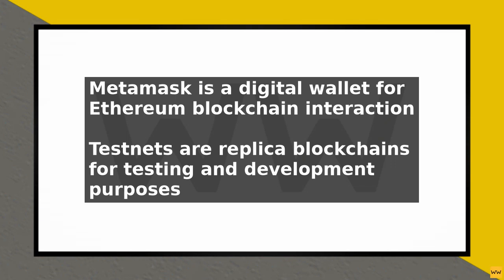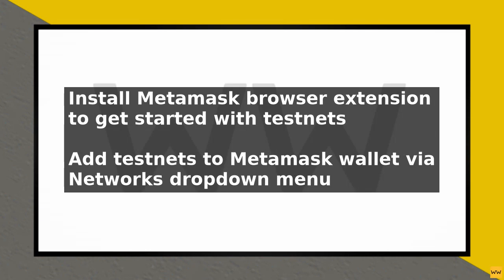To get started with MetaMask Testnets, you need to install the MetaMask browser extension. Once installed, you can add testnets to your MetaMask wallet by clicking on the Networks drop-down menu and selecting Add Network. You can then enter the testnet details, such as the network name, RPC URL, chain ID, and currency symbol.